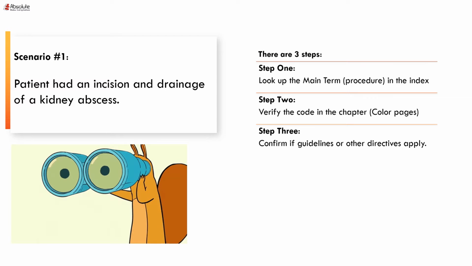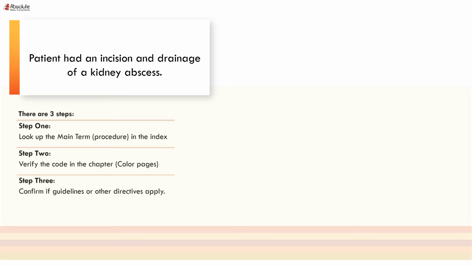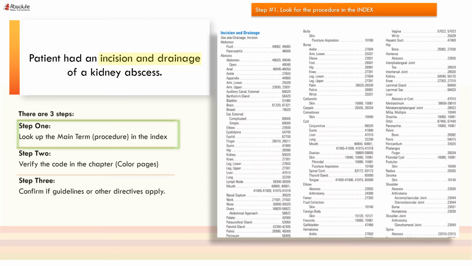All right, does everybody have their code? All right, let's go ahead. Using the 3 steps, let's go ahead and solve this scenario. So step 1, we're going to look up the main term or the procedure in the index. So I want everyone to type and let me know what is our main term or the procedure. Did you say it is incision and drainage? If so, great job, everyone.